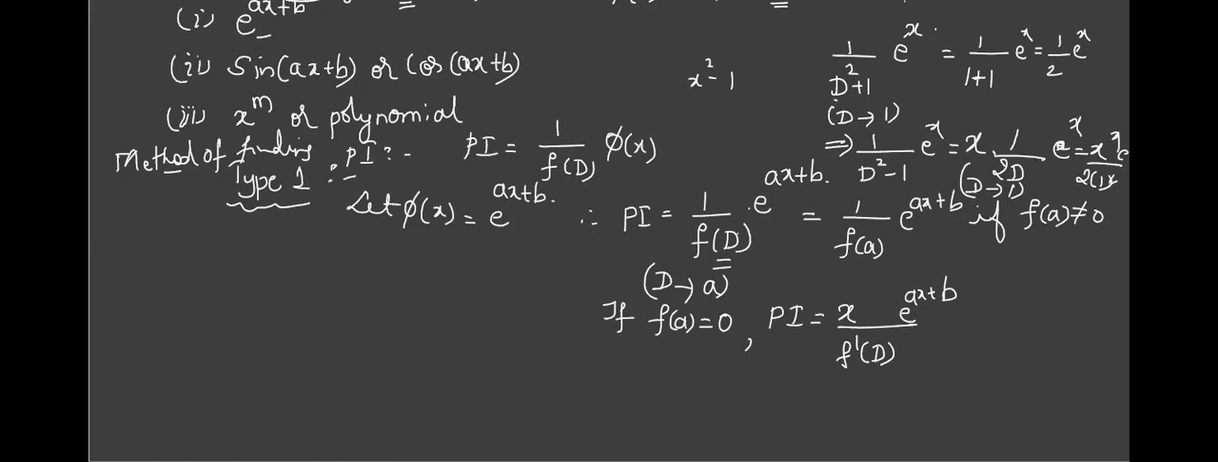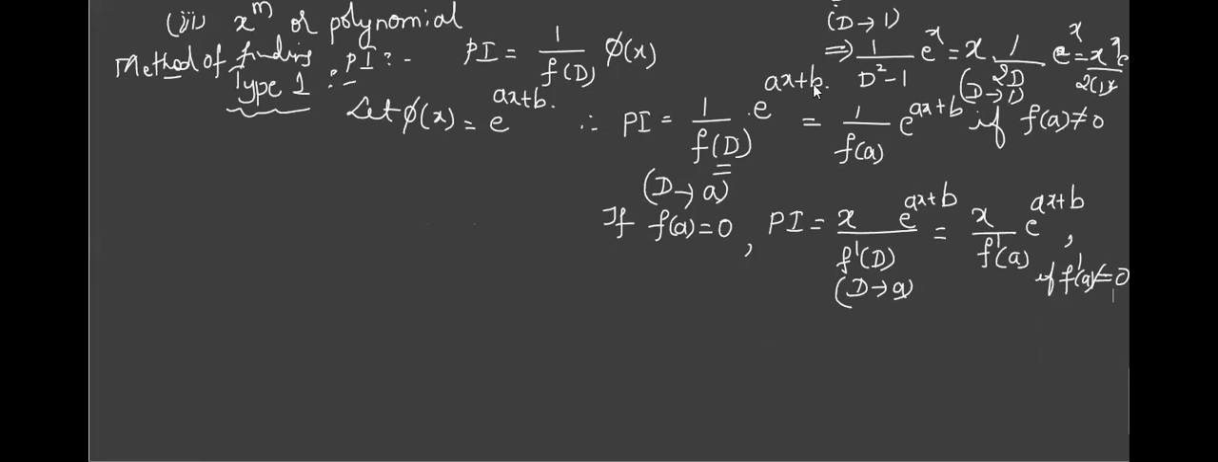So I can say this: after writing this, you have to replace d by what? a. So it becomes x upon, what will you get? f dash. If you replace d by a, what will you get? f dash of a, no? When to write like this? Should f dash of a be 0 or not 0? Not 0. If it is 0, it is infinity. Not 0. Now here in this problem, it is not 0.